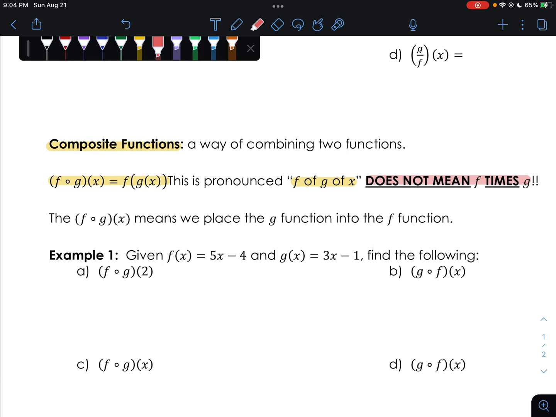Something super duper important, this does not mean to multiply. Okay, this does not mean to multiply. What this means is that we are going to place the g function into the f function.